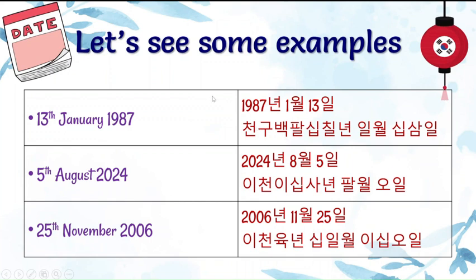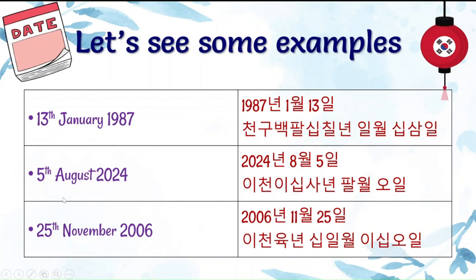Okay. So there are two ways to write, but you have to pronounce the number in the Korean way only. You cannot say 1987 nyeon 1 wol 13 il. No, that is completely wrong. You have to pronounce the complete word for the number. So 1987 in Korean is 1987 nyeon. Then 1 wol, il wol, and 13 il. 13 in Korean is shipsam. So the 13th day is shipsam il. Okay, this is how it works.